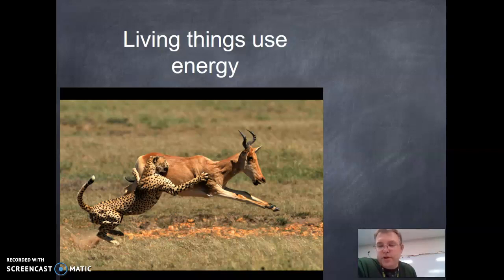Okay, so just to recap, all living things are going to have cells, they're going to respond to their environment, all living things have to reproduce, and finally, all living things are going to use energy. So, four characteristics. If you're unsure if something's alive or not, apply it to those four things. If it can't do them, it's not alive. It's probably non-living. Okay?